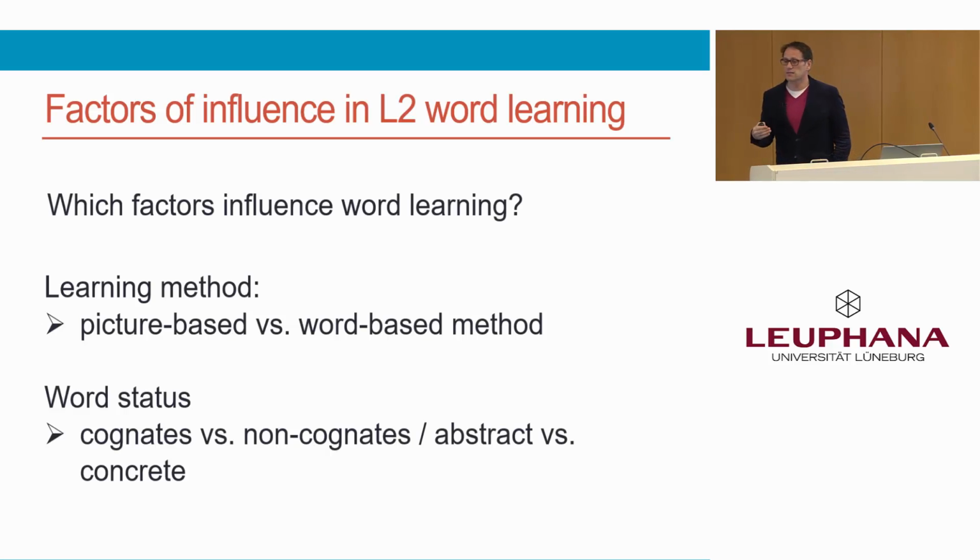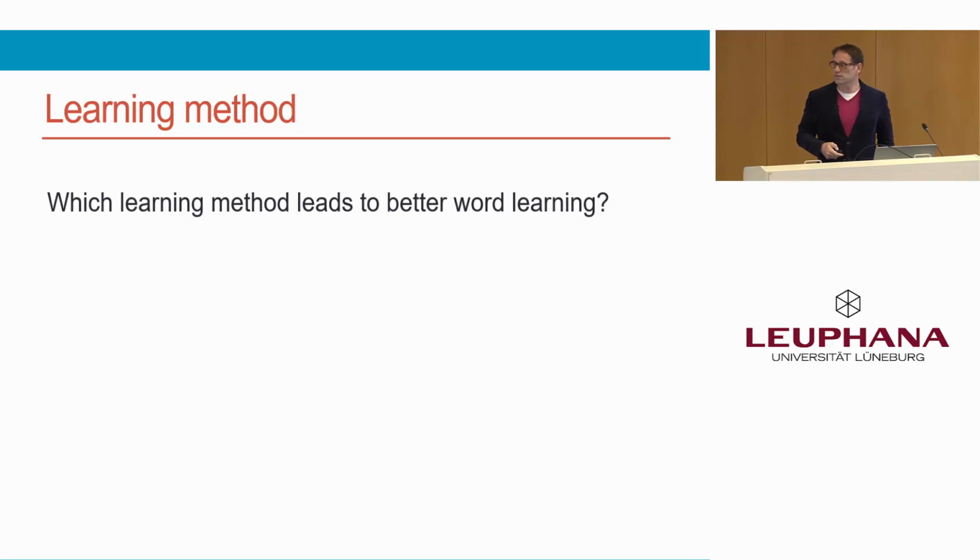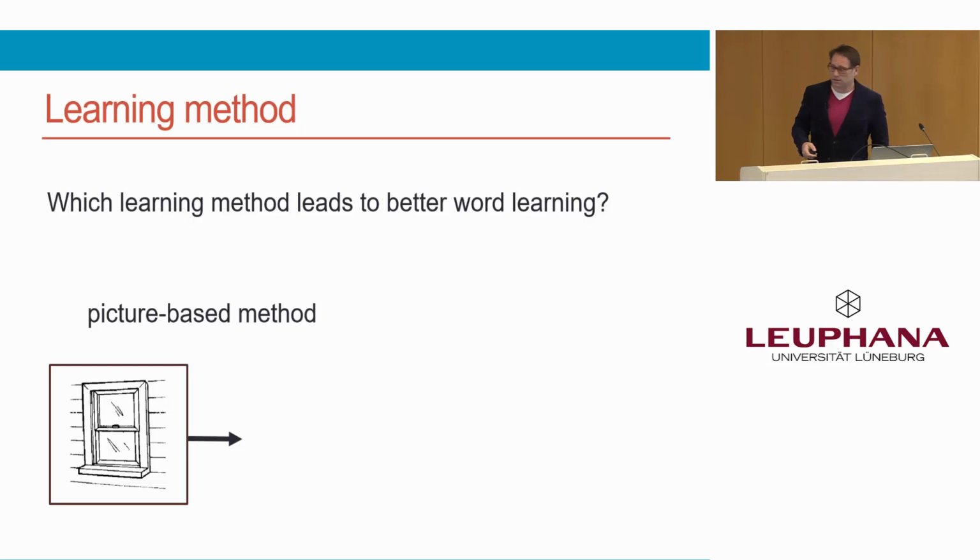The other is looking at the word type or word status. So here, particularly cognates and non-cognates have been used in the past, and also abstract versus concrete nouns. Now, what I showed you before, a duck is pretty concrete, right? It's not so abstract. But we might talk about this a bit in a minute as well. So we'll focus first on a learning method. The picture-based method would be this. So if I were to show you this, and what are we doing? We're linking the L2 word to the picture. So this would be in English. So you see the picture and then you have to name it.